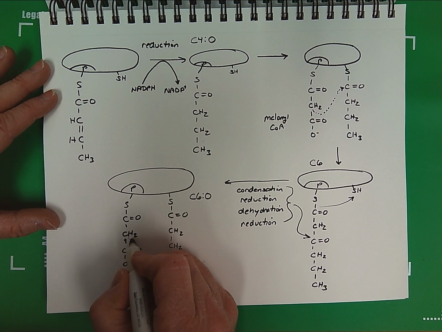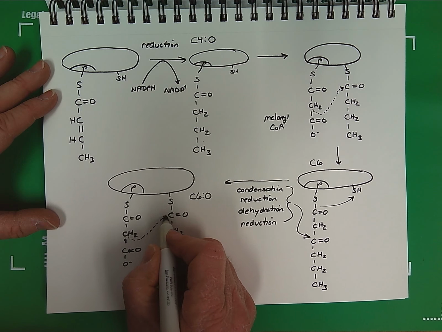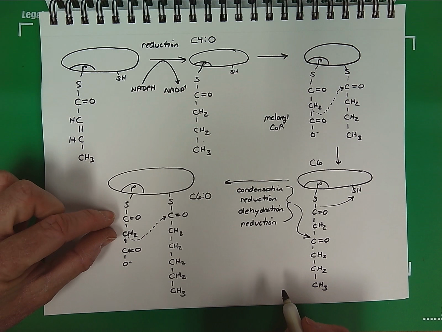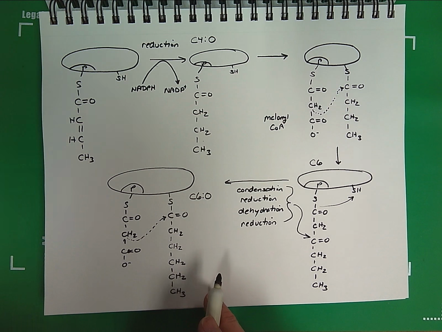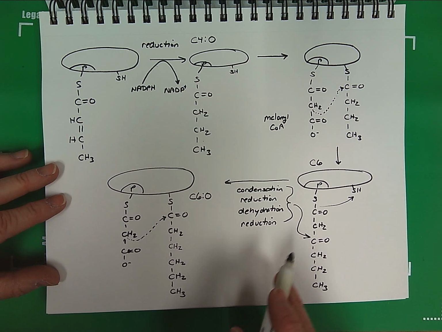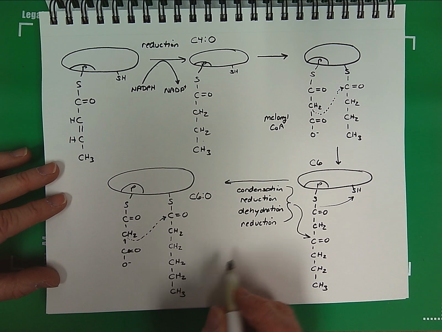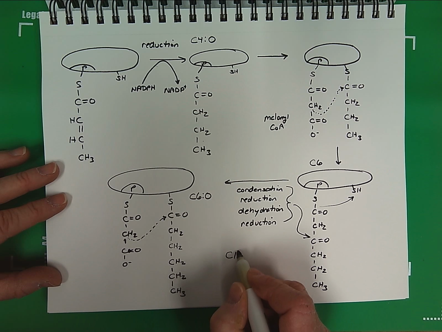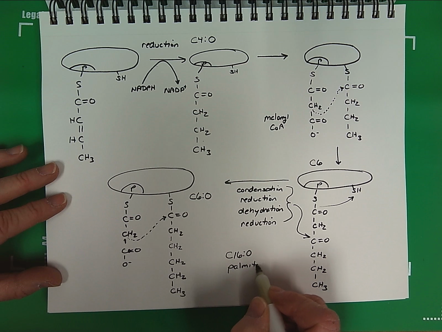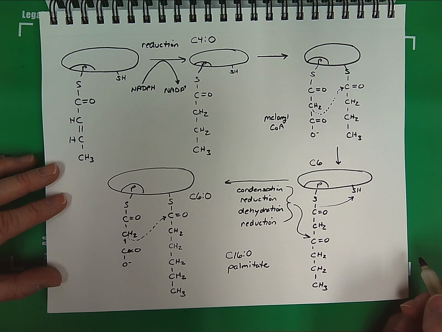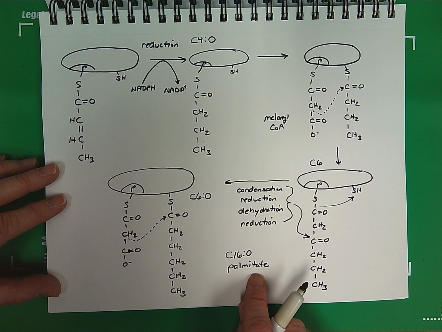Again, the next round, we perform a condensation reaction, and we're going to add 2 more carbons to generate a C8. Now we do this reaction multiple times, continuing around the cycle, until we generate a C16:0. This is called palmitate. This is the fatty acid that we generate on the fatty acid synthase complex.